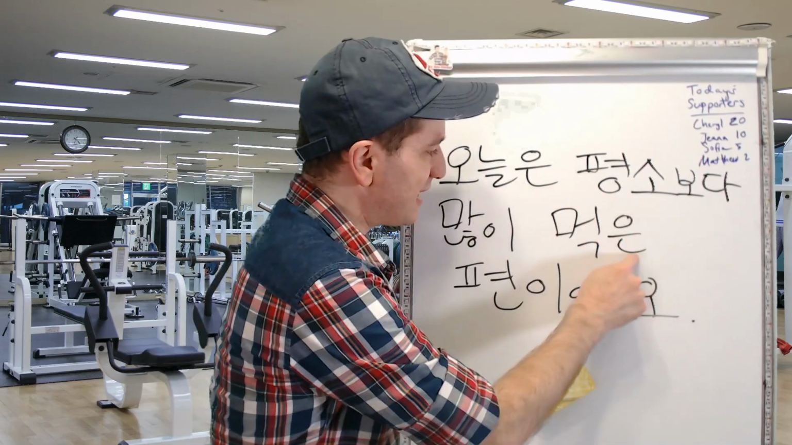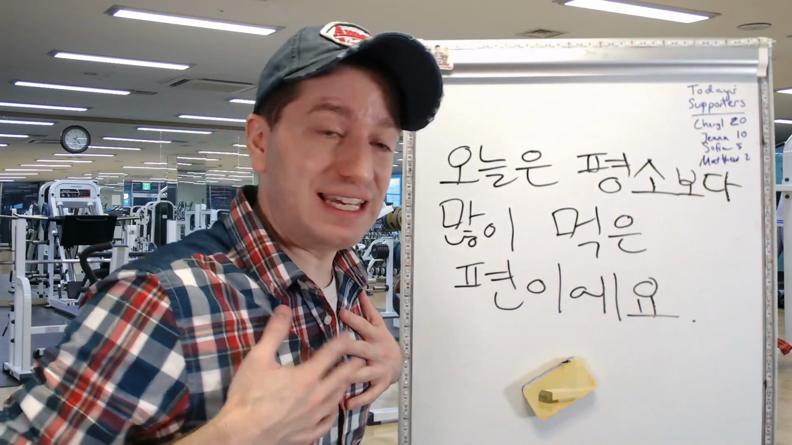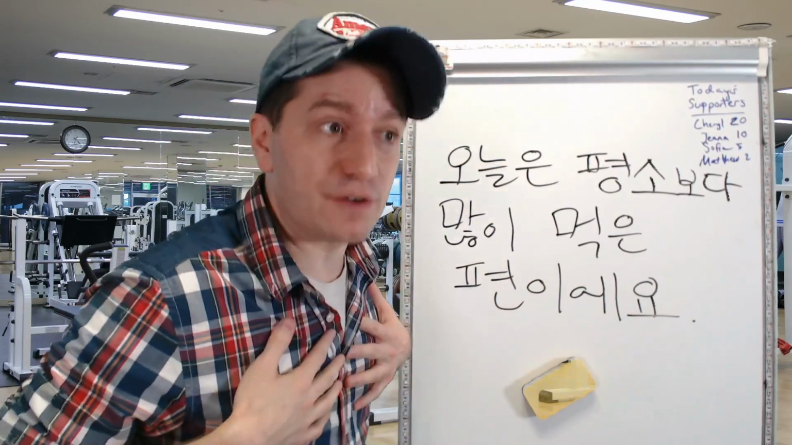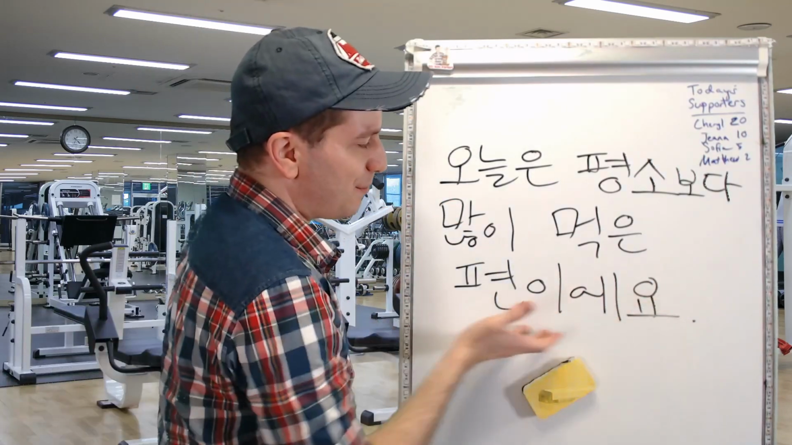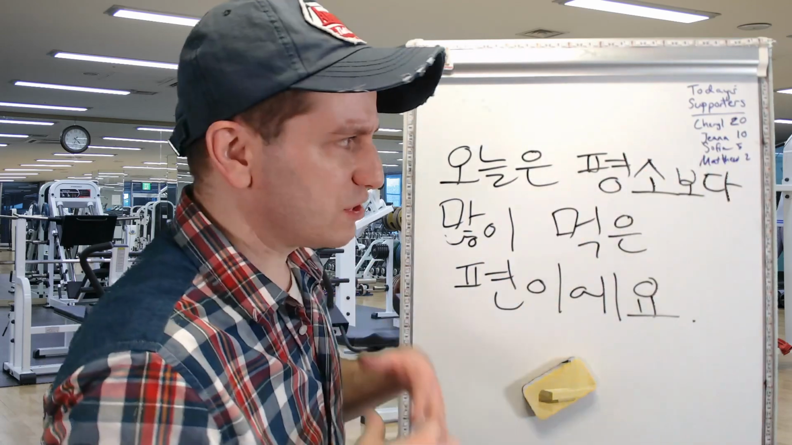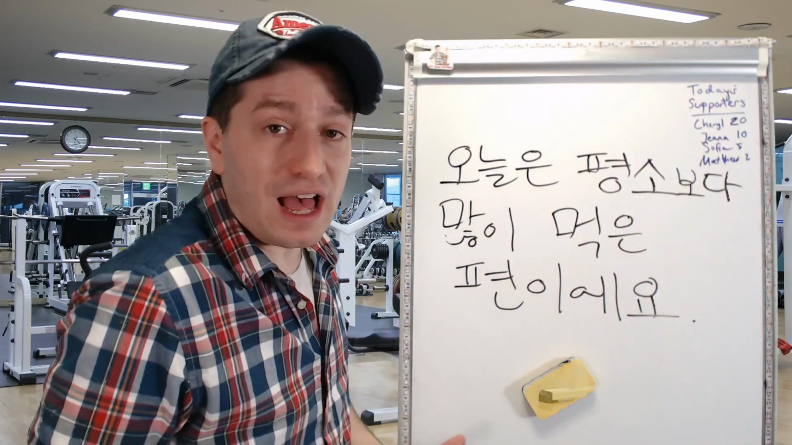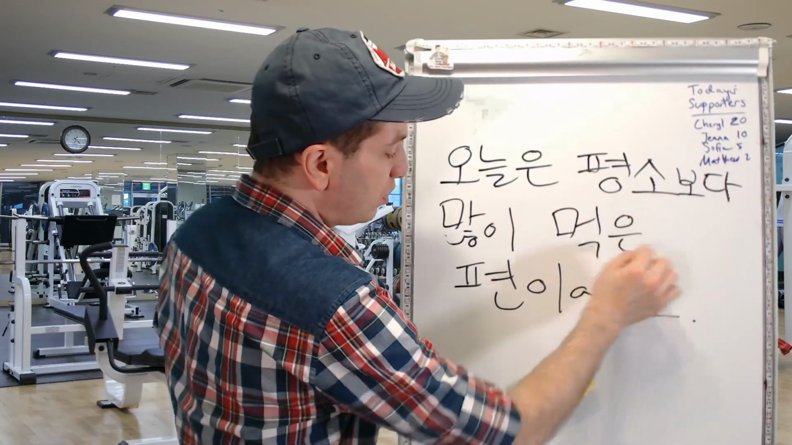Although this is past tense, it will still be present tense. Because you're saying, I am on the side of having eaten more today. I'm describing myself. That's how it works in Korean. I am on the side of having eaten a lot more than usual today. So today, I ate a lot more than usual. 오늘은 평소보다 많이 먹은 편이에요.